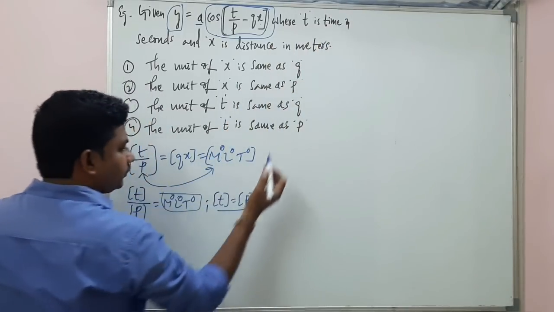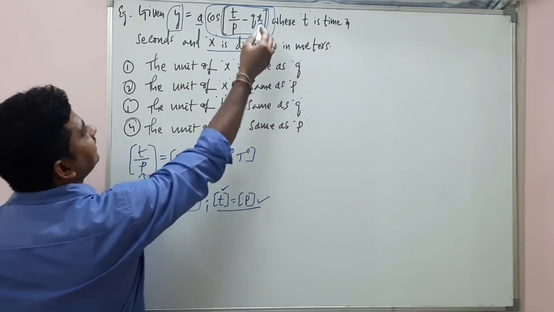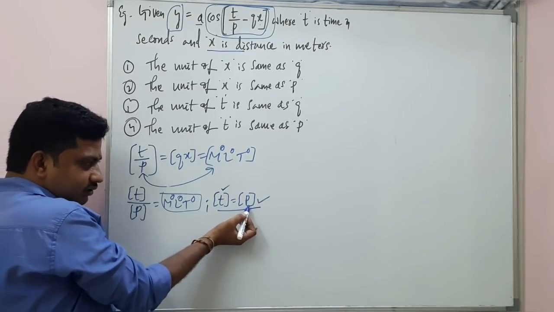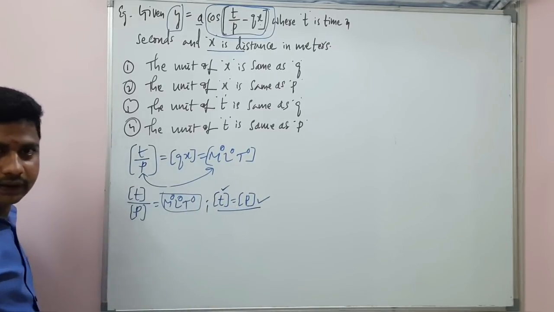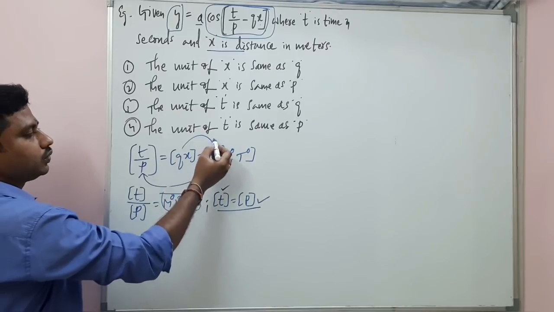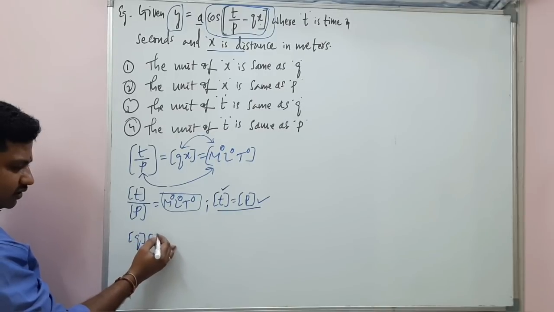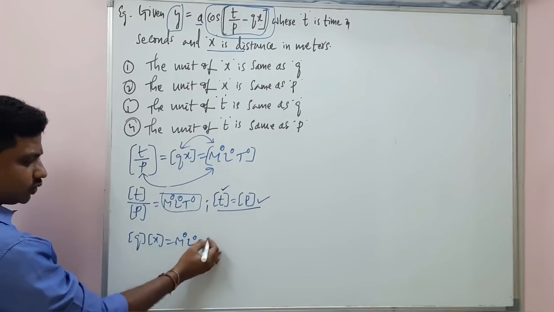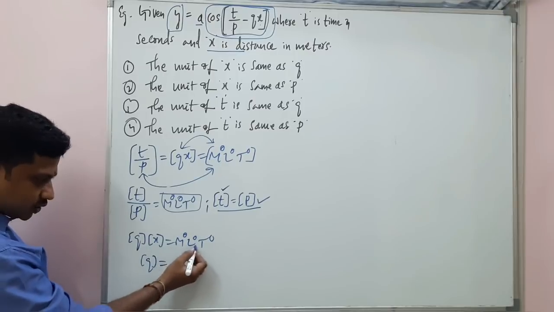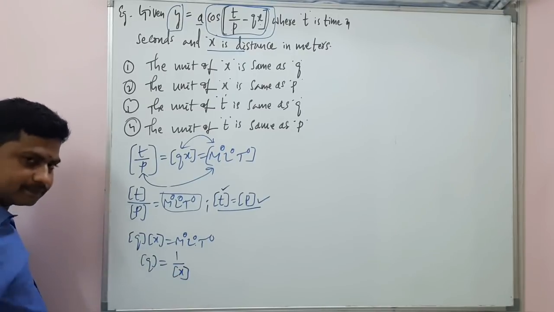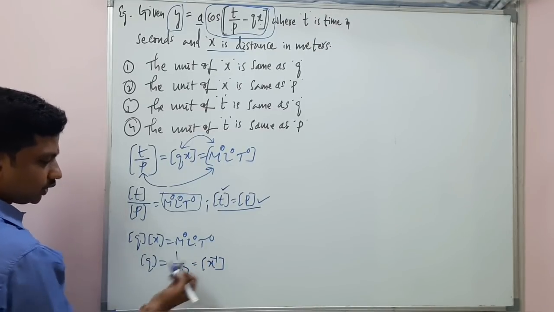They have given that t is time, and x is distance. So the dimensions of p are equal to the dimensions of t. That means the units of p are equal to the units of t. Keep it aside. Let's take these two. Dimensions of q into dimensions of x is equal to m0, L0, t0. And the dimensions of q is 1 by dimensions of x. So I can say that it is dimensions of x to the power minus 1.